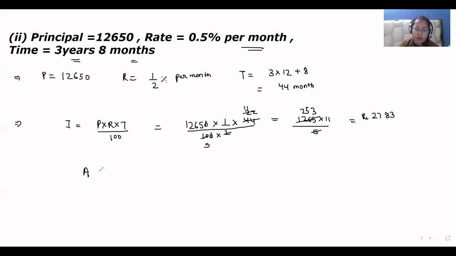Now our next step is to find the amount. Amount is principal plus interest. What is the value of principal? 12,650, and the value of interest is 2,783. After adding both the terms, we get 15,433 rupees.